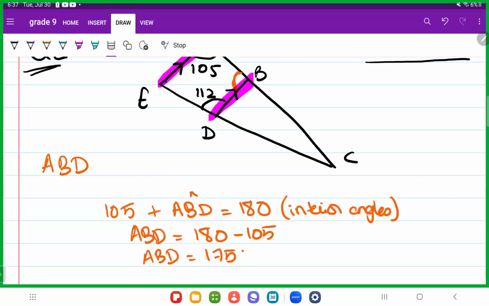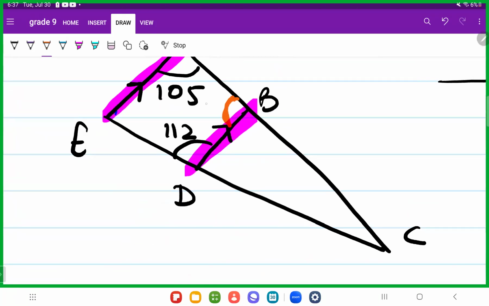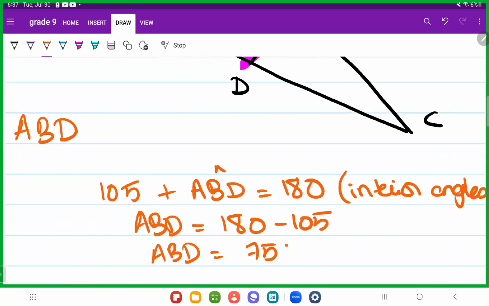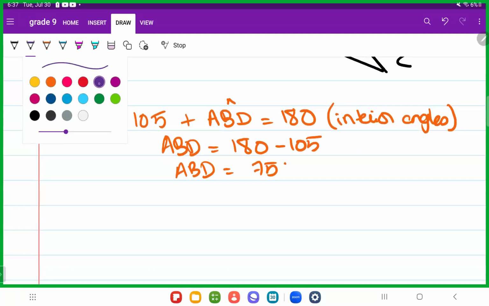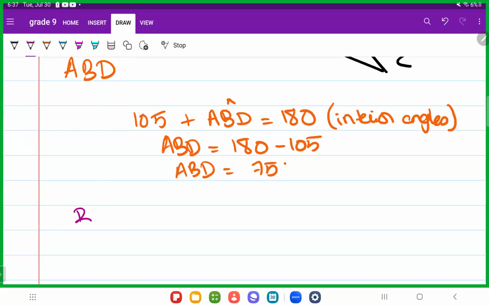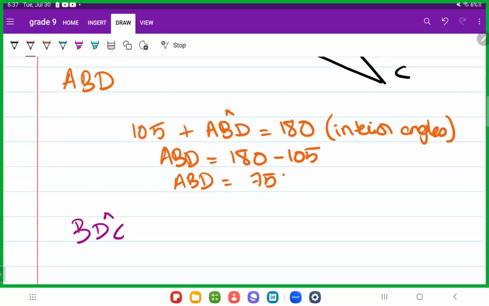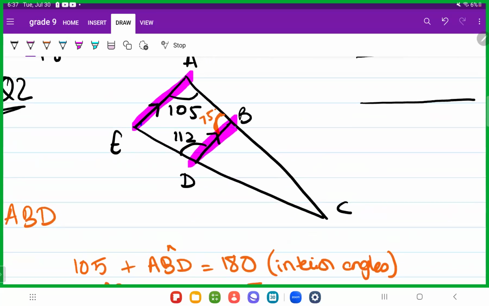Yes, 75. All right. Now, what's the next thing they're asking you to find out? So I have found out this as 75. Now they're asking you to find out BDC. So let's look at BDC. Where is BDC? This angle, right? Can you tell me what BDC would be?